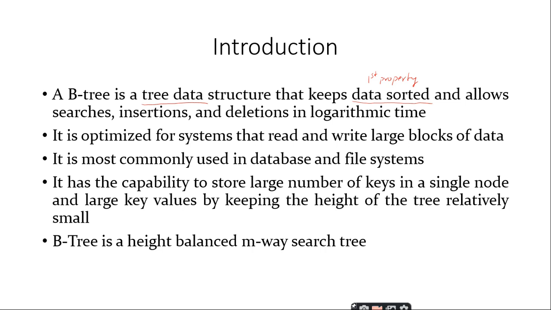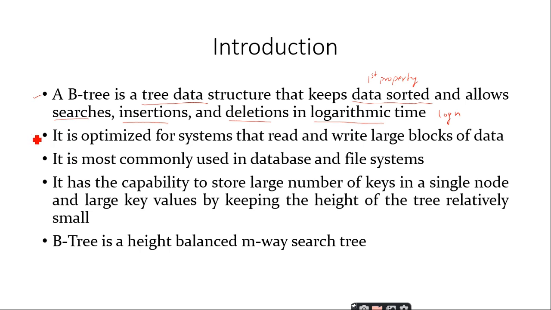Right. So the main use of this B tree is that it allows the search operation, the insertion operation, and the deletion operation to occur in logarithmic time. Right. So it will take around log n time. So this is a simple definition of a B tree. It is a tree data structure that keeps the data in a sorted manner, and it allows the search, insertion and deletion operations to be completed in logarithmic time. Right.